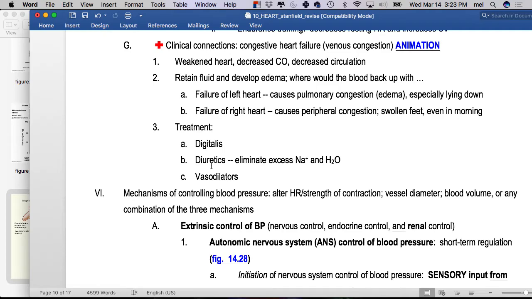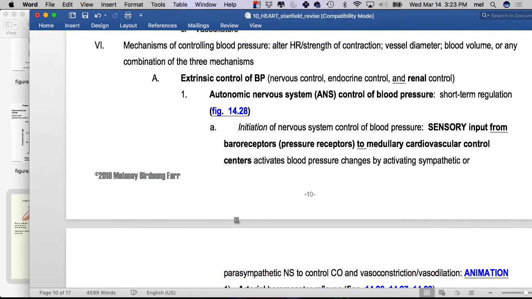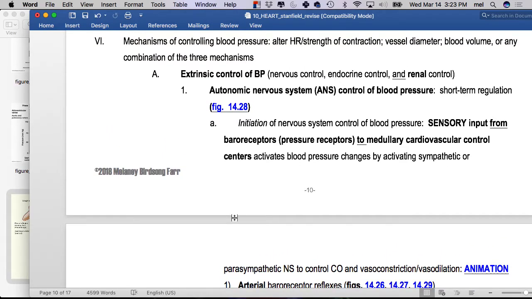Diuretics are going to treat the volume and make you pee more. And vasodilators are going to treat the vessels. Any combination of those. Does that make logical sense to you guys? Okay, cool. All right. So now, mechanisms of controlling blood pressure.